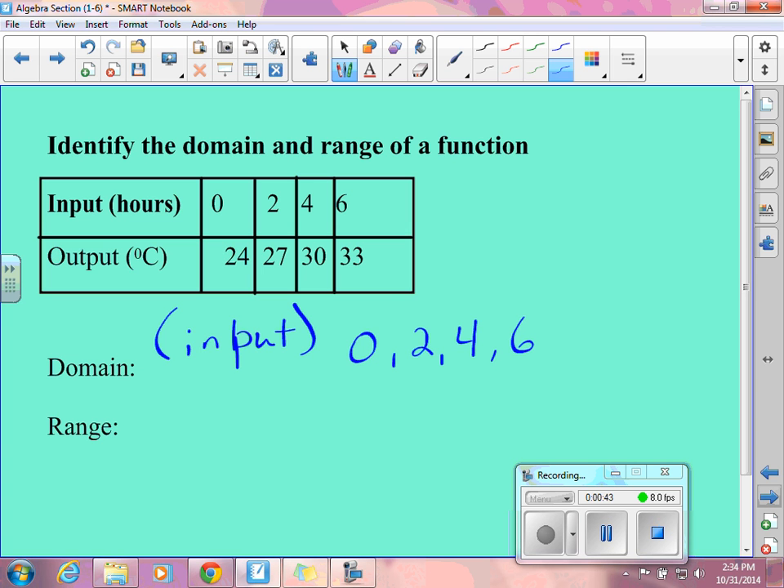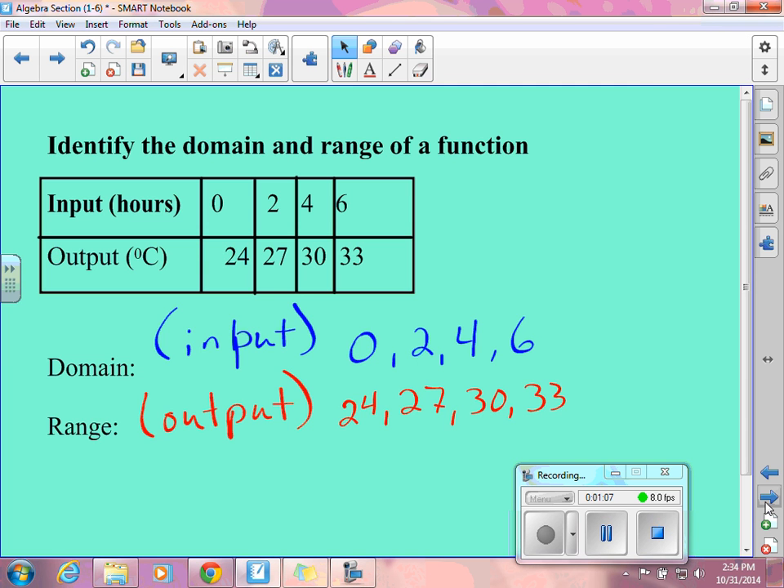The range, if it's not the input, of course, it's going to be the output. And in this particular problem, it will be 24, 27, 30, and 33. So in these problems, when you see them in your assignment for tonight, all you need to do is to list the numbers that are in the input or in the output.